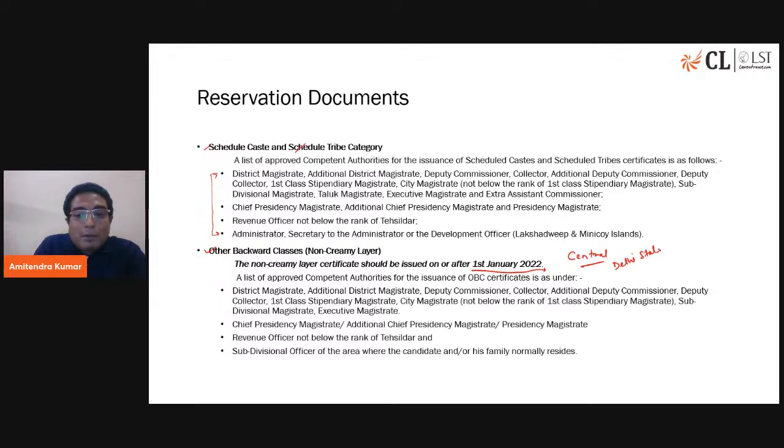Both will work, but please ensure that the certificate is issued after 1st January, which means you have to get one made fresh actually. आपको एक नया certificate बनवाना होगा. If you have any certificate available right now, that will not work over here. Similarly, the list of the competent authorities are given over here. You have to ensure that you get your certificate from these authorities only.